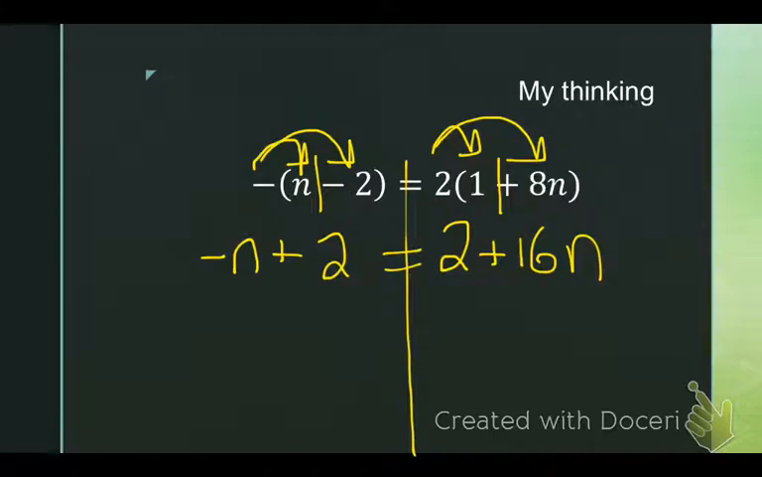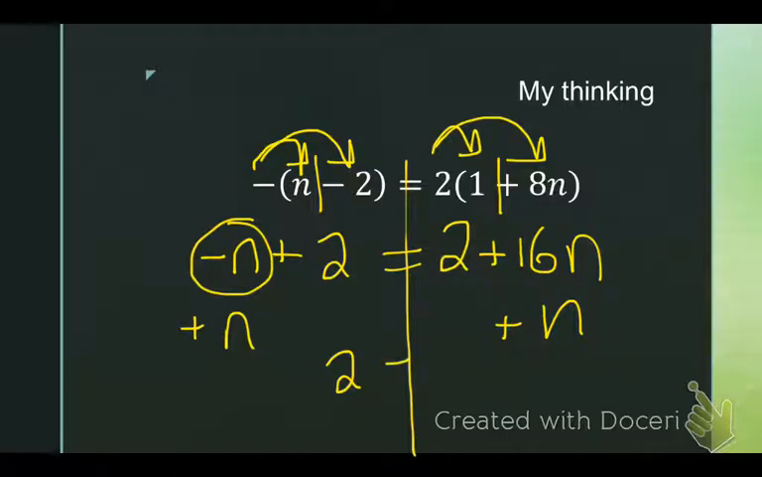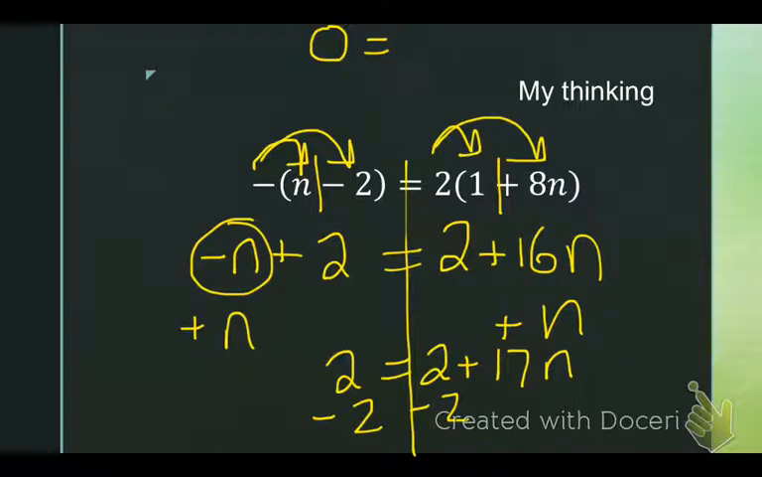Alright, next I don't have any like terms to combine, so now I'm going to move this negative n right here to the other side of the equal sign because I want to keep my n's positive. So I'm going to add n to both sides. So that gives me 2 equals 2 plus 17n. Then I'm going to subtract 2 from both sides. When I do that, 2 minus 2 is 0. So I get 0 equals 17n.